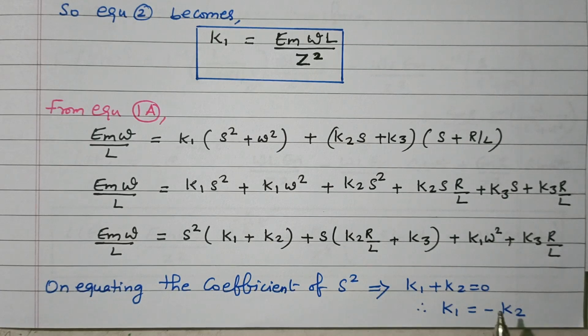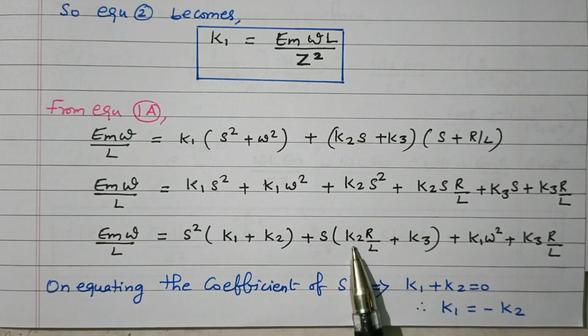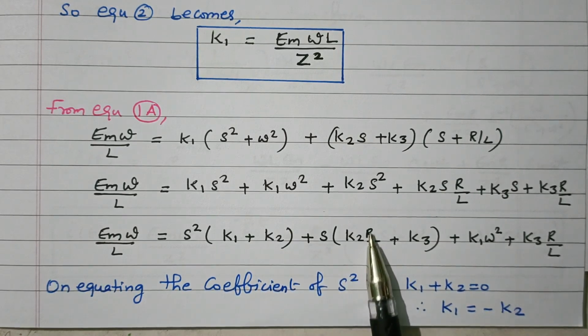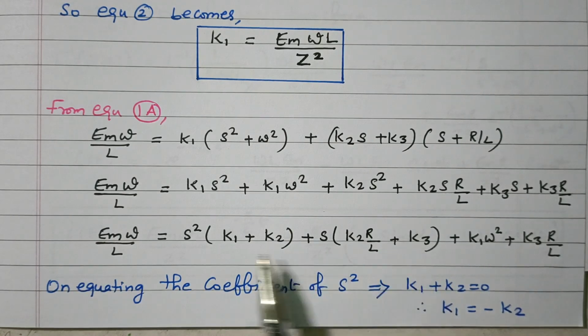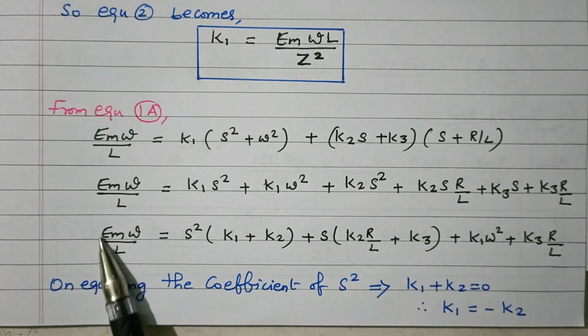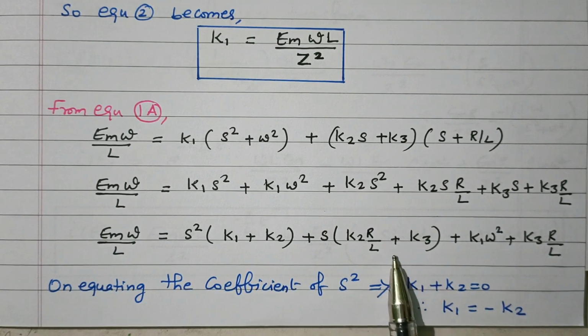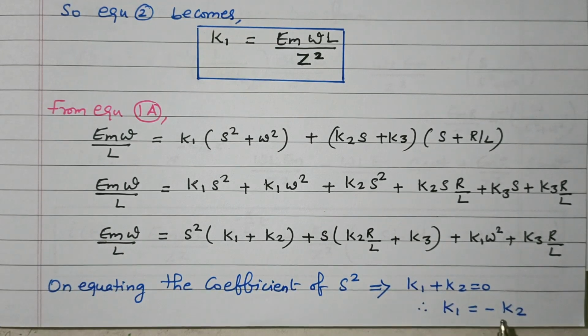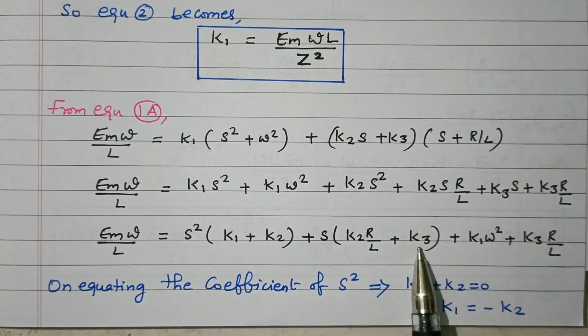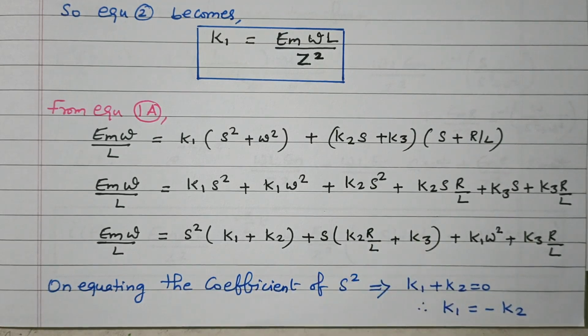Similarly, while equating the coefficient of s, the coefficient of s is k2 r by l plus k3, that is equal to 0. That also 0. So here also the s term is not available, so this term becomes 0. From that we can find the k3 value. Right. Now we'll see k2, then we'll go for k3. So the coefficient of s is nothing but this term, and this term is equal to 0. I will see the further.